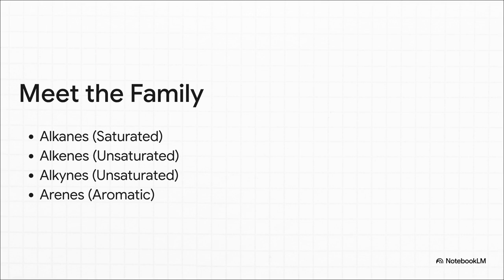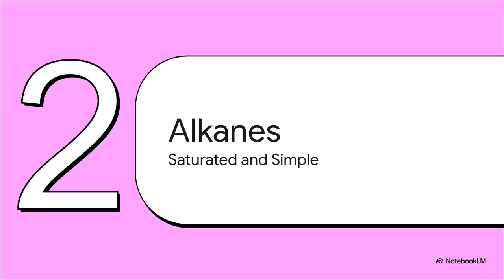So this hydrocarbon family, think of it as having four main branches, and each one has its own unique structure and, you could say, its own personality. We've got the alkanes, the alkenes, the alkynes, and the really special ones, the arenes. So let's go ahead and meet each of them. First up, let's meet the simplest, most straightforward members of the family, the alkanes.